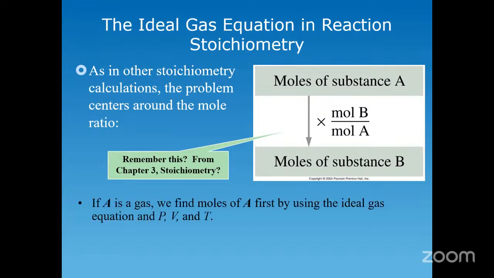So as stated here, let's say A is a gas, so we're dealing with gaseous reactions or reactions involving gases. Let's say you're given information like the pressure, volume, and temperature. The first thing you'd have to do is find the number of moles of that gas, right?